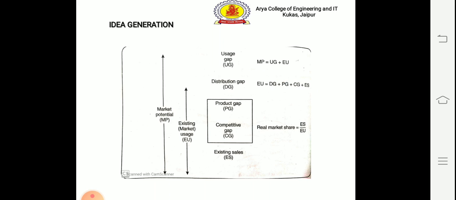Market potential is equal to usage gap plus existing usage. Now, existing usage is equal to distribution gap plus product gap plus competitive gap plus existing sales. Real market share is equal to ES upon EU, meaning existing sales upon existing usage. This is the chart of these 4 categories: usage gap, distribution gap, product gap and competitive gap.